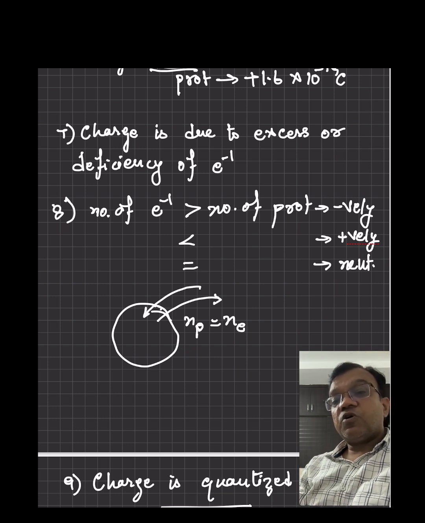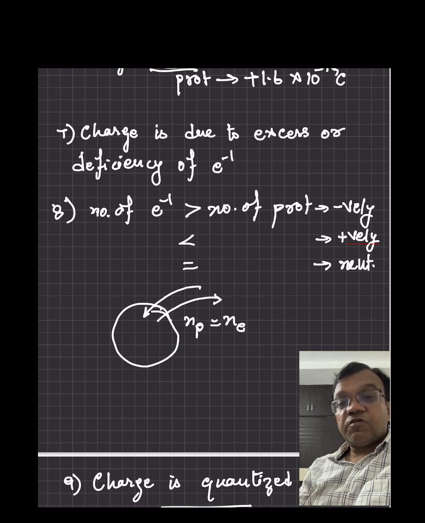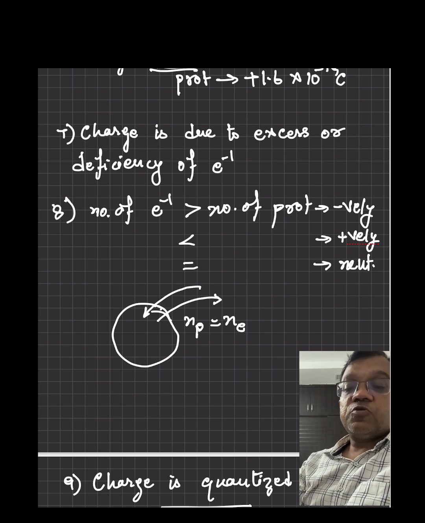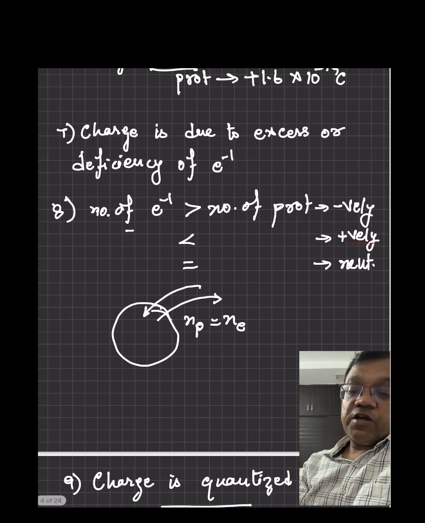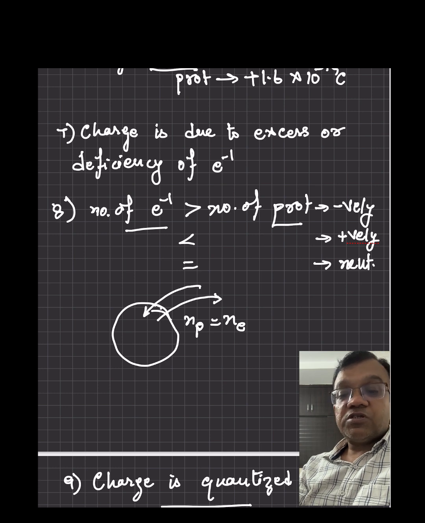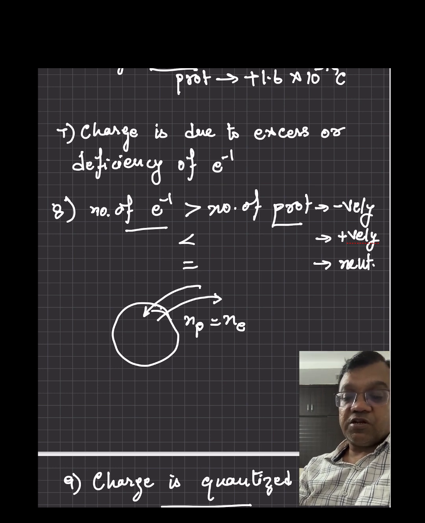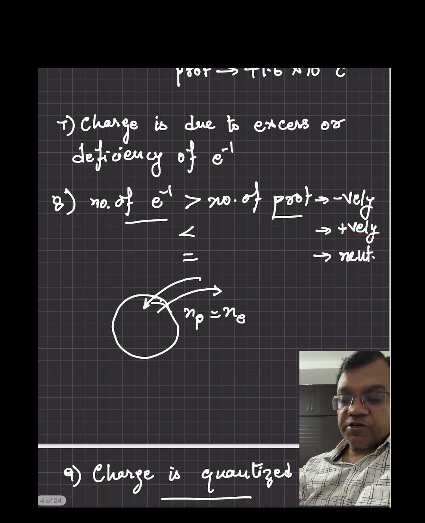Charge on the body is always due to excess or deficiency of electrons. We don't say due to the excess or deficiency of protons, because only the electrons can be removed or added in the material. When the number of electrons is greater than the number of protons, it is negatively charged, because the electron is a negatively charged point.